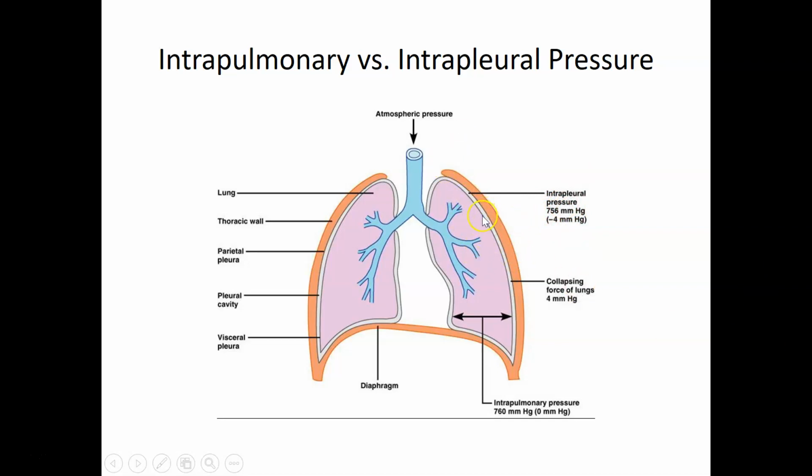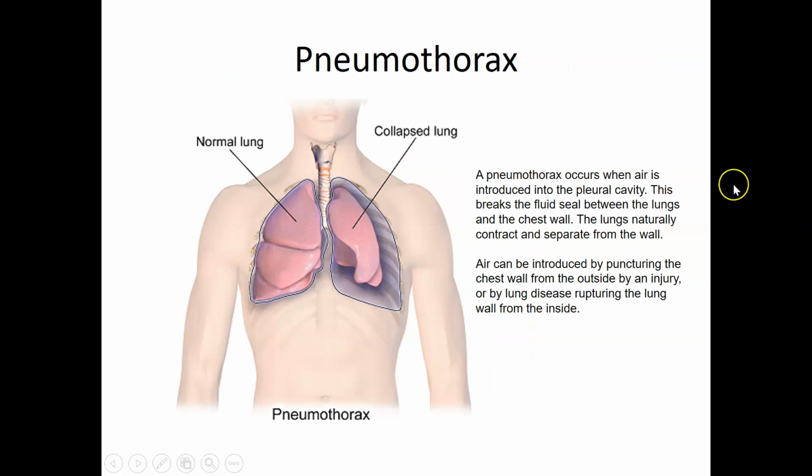Now, what happens if we break the fluid seal because of the serous fluid causing the outside of the lungs to adhere to the inside body wall? So that's what happens in the situation called a pneumothorax. A pneumothorax literally means pneumo, air, in the thorax, and it's actually air that's been introduced into the pleural cavity. Air can be introduced into the pleural cavity either by some kind of injury from the outside, so a puncture to the thoracic body wall.